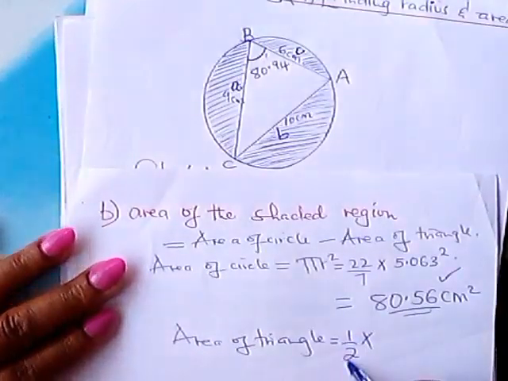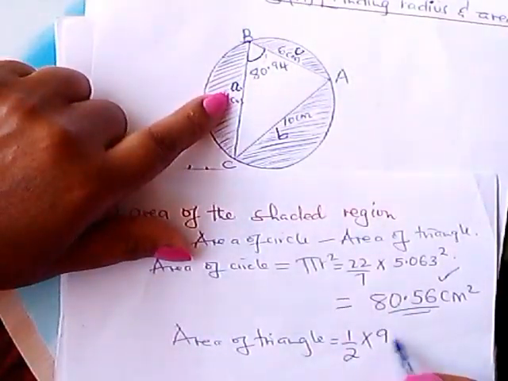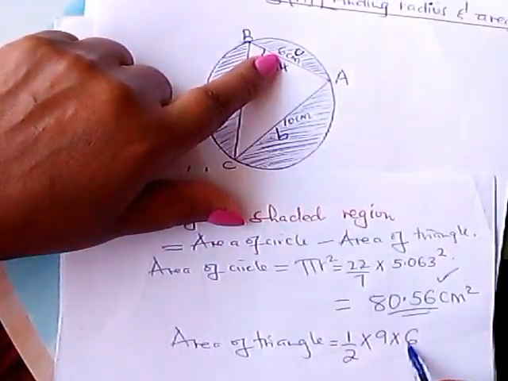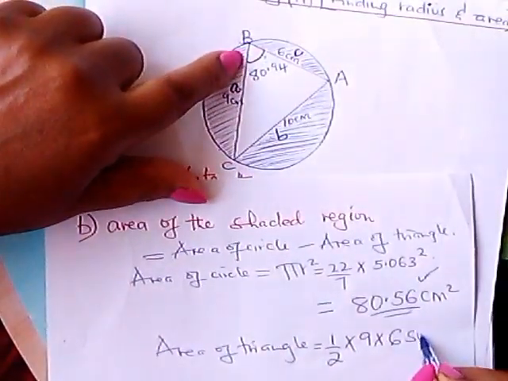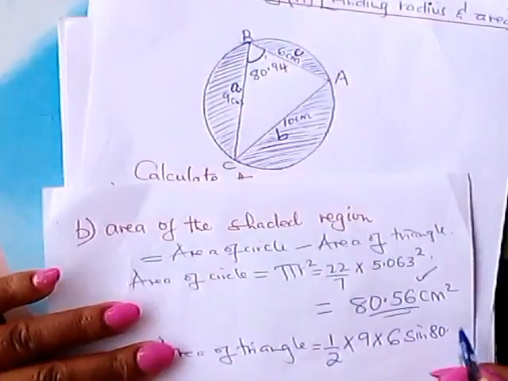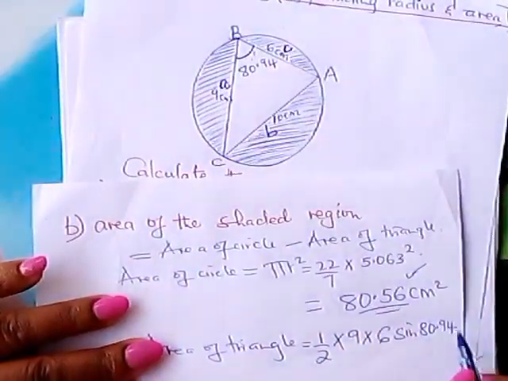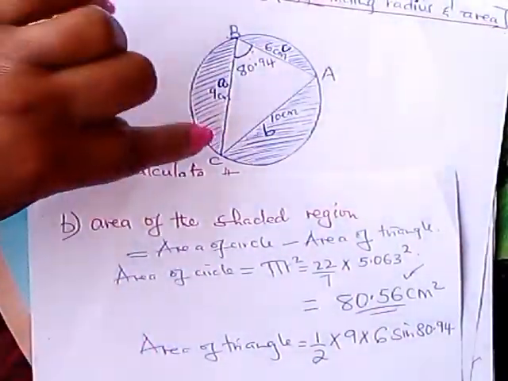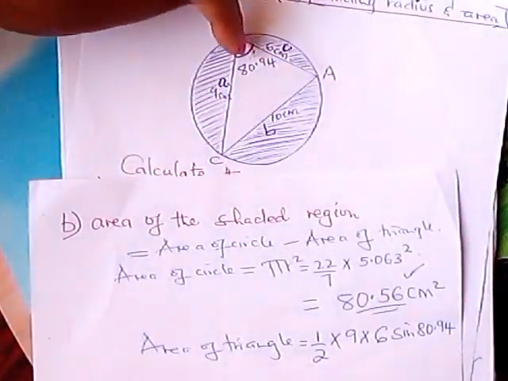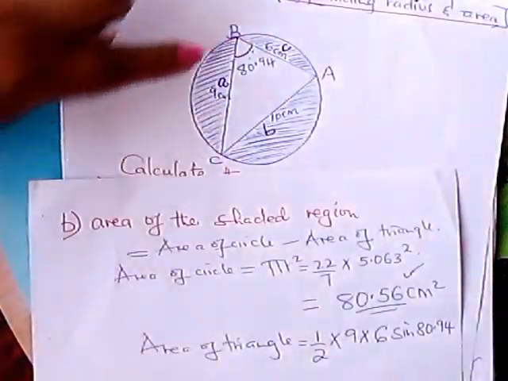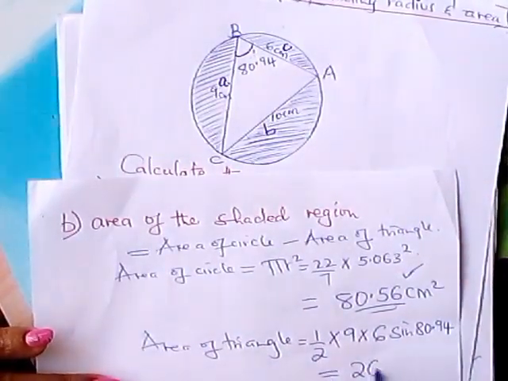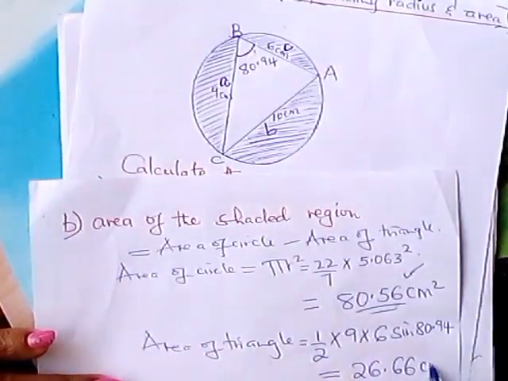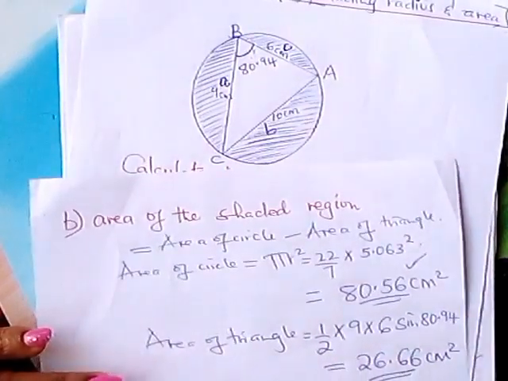So a half, learner, times this side, which is 9, the other side, which is 6. Then sine of the included angle, which is 80.94. A half times this side, and then times sine of the included angle. You use a calculator, learner, you get 26.66 centimeters squared to the nearest 2 decimal places.